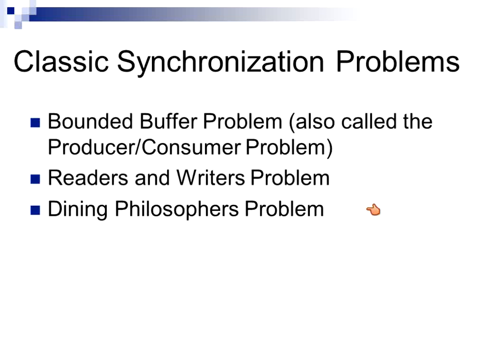These problems, the bounded buffer problem, the readers and writers problem, and the dining philosophers problem, are classic computer science problems that people use to kind of prove that their solution will prevent the synchronization problems.